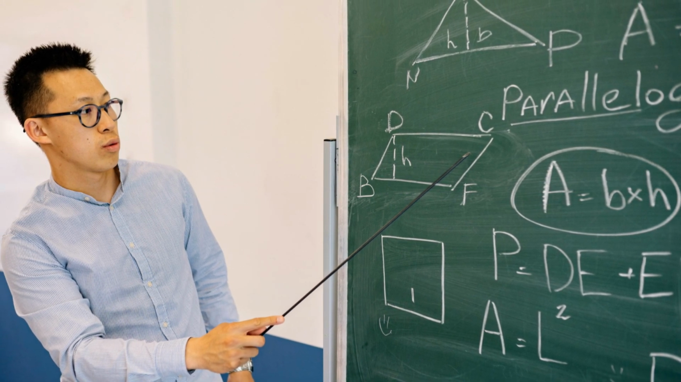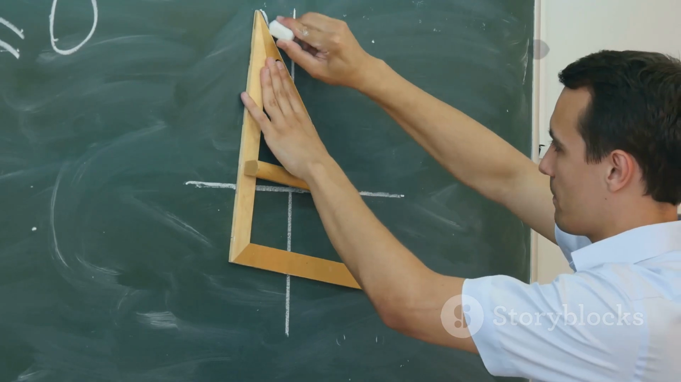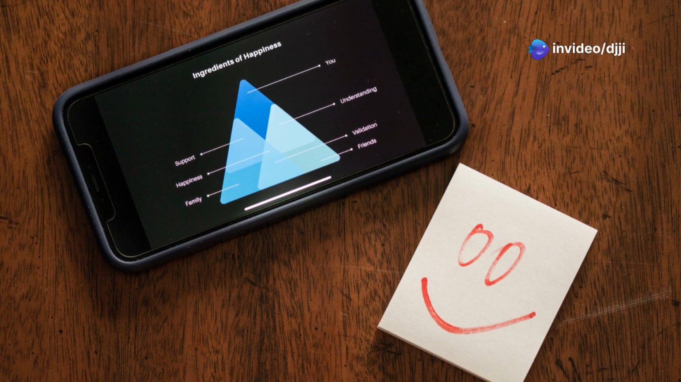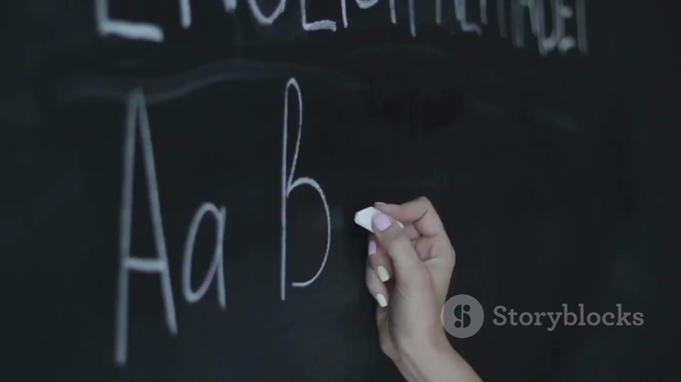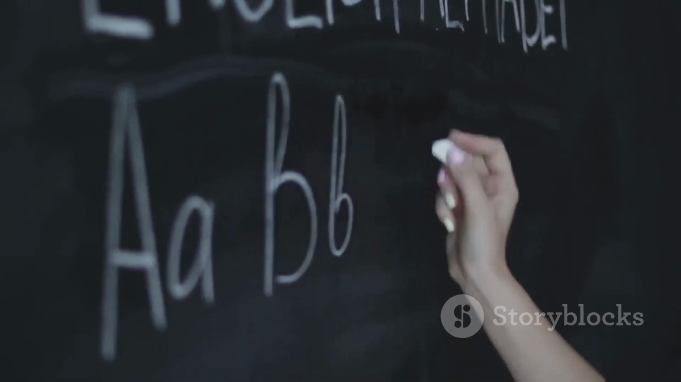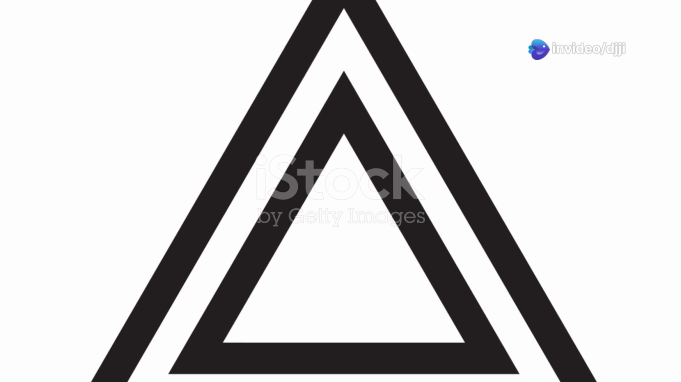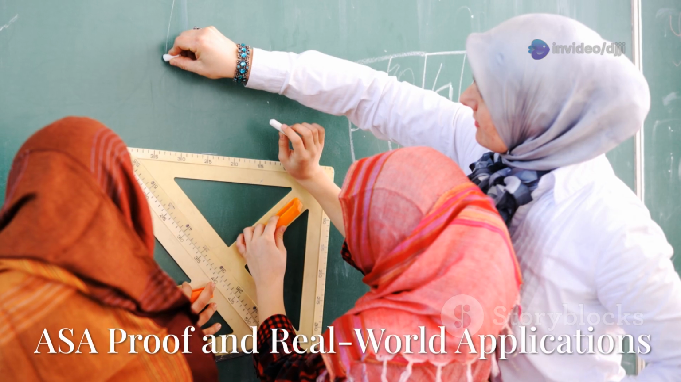Alright, so the order angle side angle is actually crucial here. The side has to be the one that's between the two angles, not just any side at all. For example, imagine you have two triangles. You know that angle A equals angle X, angle B equals angle Y, and the side AB equals side XY. Since AB is the side between angle A and angle B, and XY is the side between angle X and angle Y, and the other angles and sides are equal, then the triangles are congruent.